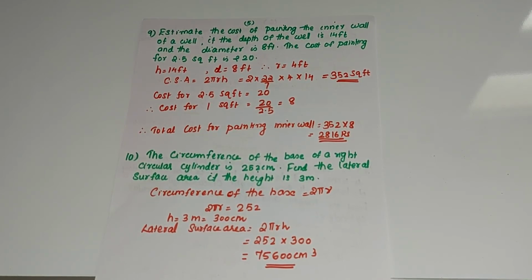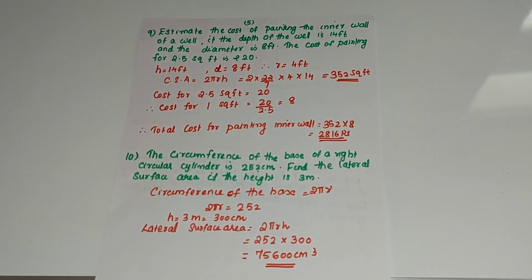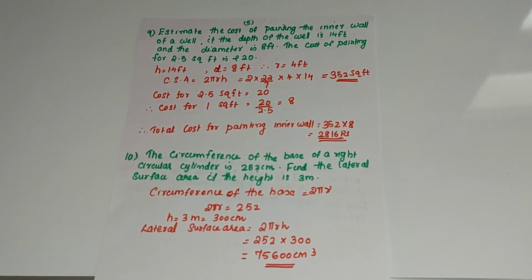And it's given that the cost for painting 2.5 square feet is 20. The cost is given for 2.5 square feet, so first we have to find out the cost for 1 square feet. It is 20 by 2.5, which is equal to 8. So the cost for 1 square feet is 8. So total cost is equal to CSA into the cost for 1 square feet. So 352 into 8 equals 2,816 rupees, the total cost for painting the inner wall of the well.